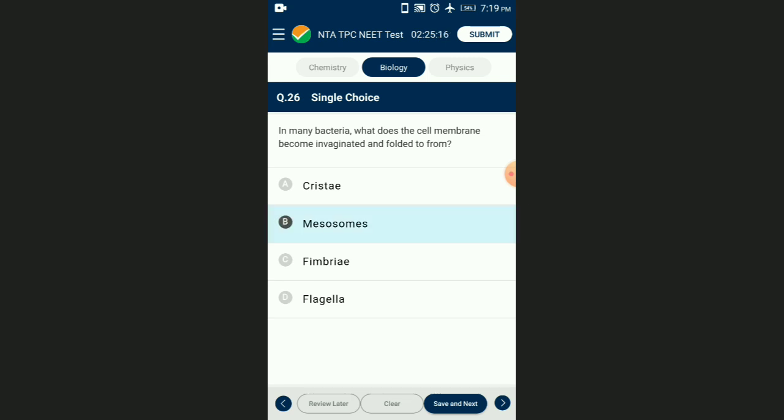Mesosomes. In many bacteria, the cell membrane possesses several infolded structures which are called as mesosomes. Mesosomes are sites of respiration.